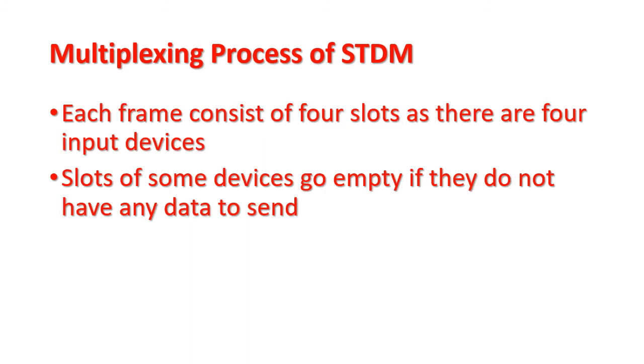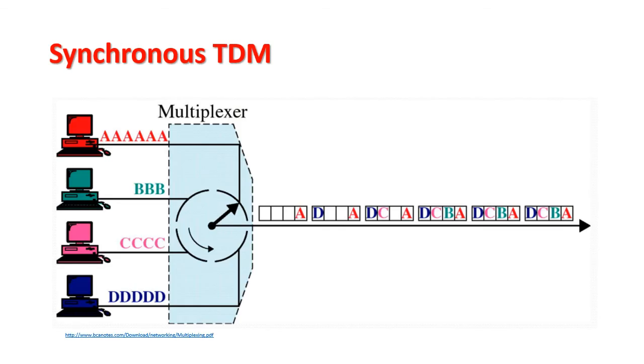Each frame consists of 4 slots, as there are 4 input devices. In our previous example, there are 5 input devices, so there were 5 slots. And then slots of some devices go empty if they do not have any data to send. This may be an actual operation of a synchronous TDM.